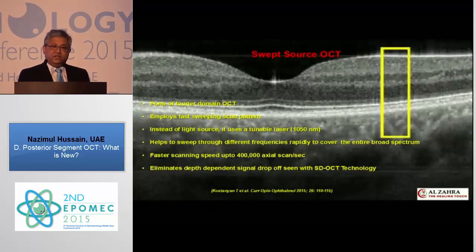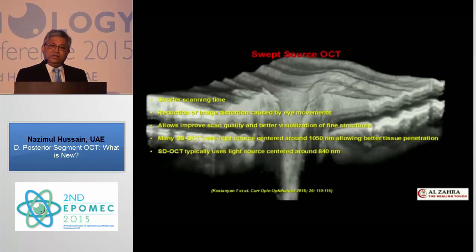We know that swept source OCT is a form of Fourier domain OCT, but what is important is its very fast scan pattern. It goes up to almost 400,000 A-scans per second. Because it uses a tunable laser up to 1050 nanometers, the depth penetration is very high. Because of the faster scanning speed, it eliminates signal drop. Many times with spectral domain OCT you might have some distortion because of signal drop. Because of the shorter scanning time, you are able to reduce image distortion and improve the scan quality for visualization of fine structures.